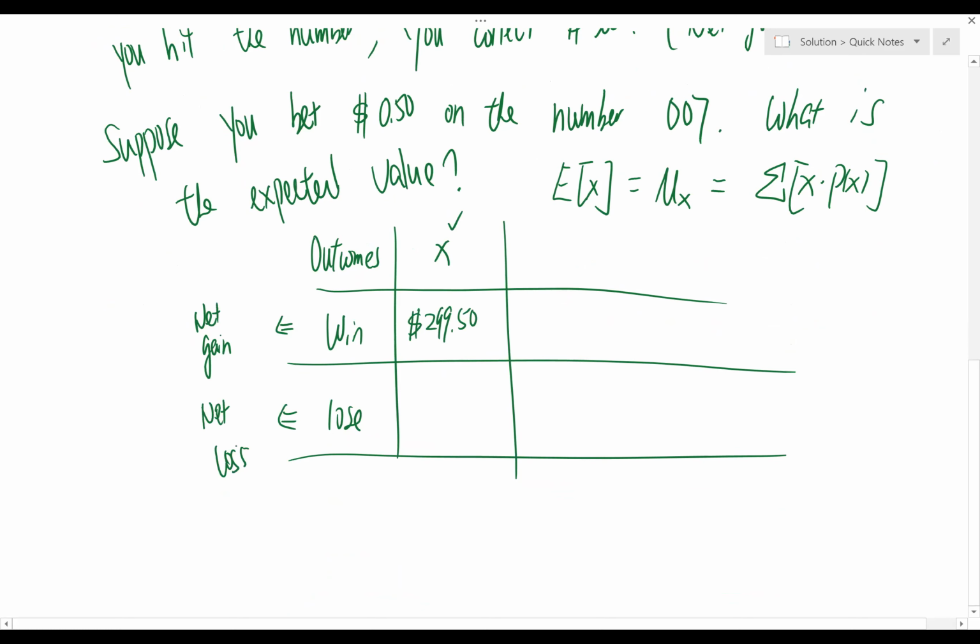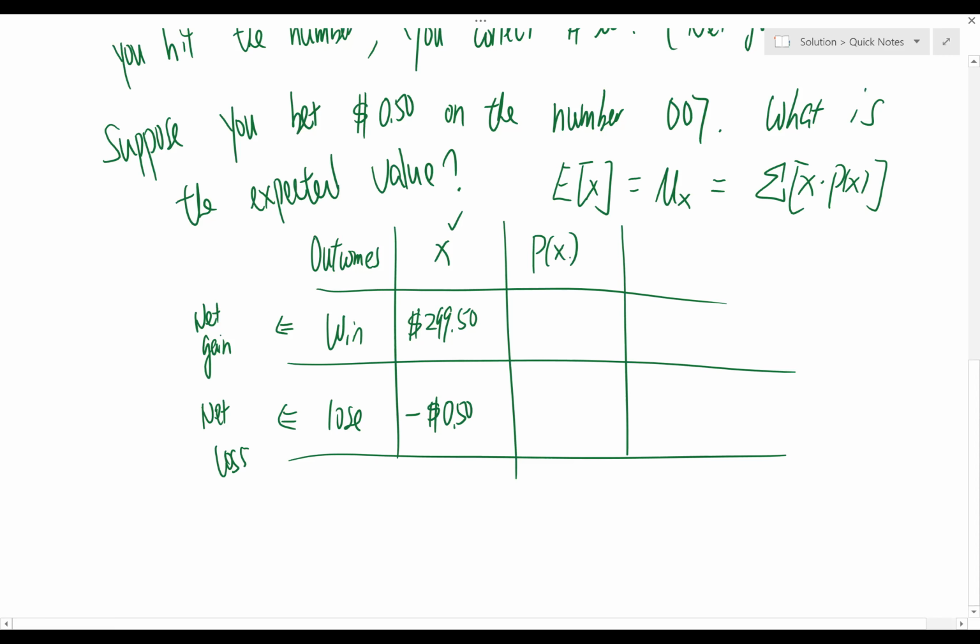And net loss here will be 50 cents, right? Remember, you're betting 50 cents. All you can lose is 50 cents. So it's minus, since it's a loss. It's like deducting from your checking account or something like that. So minus 50 cents. Now you look into the probability associated with each outcome, P of X.